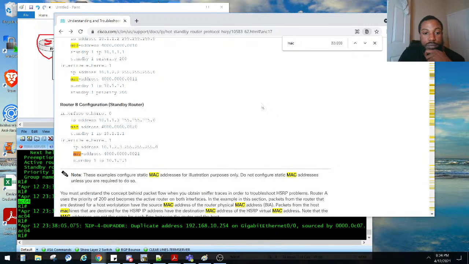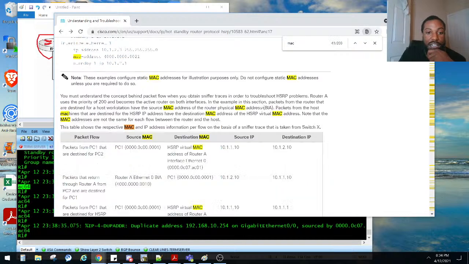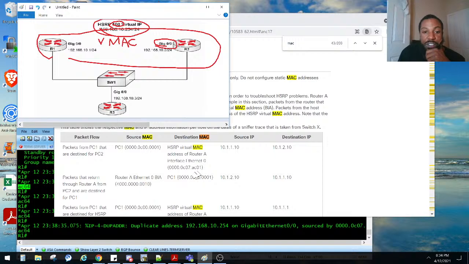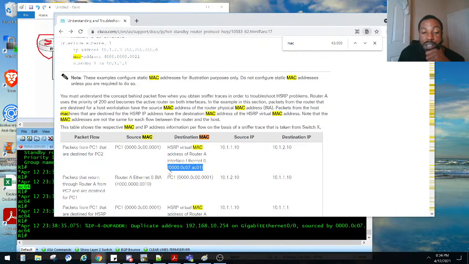Anybody know it? I'll give y'all another pop quiz, right? There it is, right? No, that's not it. There it is right there. So not only do they share this virtual IP address, but they also share a virtual MAC address. And that's it right there. It's a very well-known MAC address. That's something you may want to memorize as well. It ends in AC01, right? But that's the full virtual MAC address that they will be sharing.